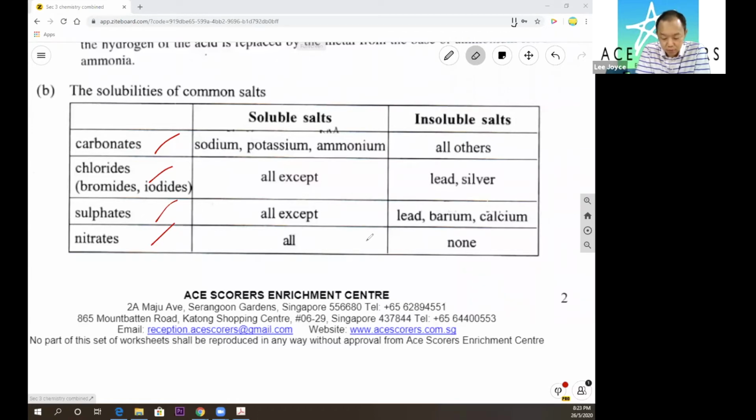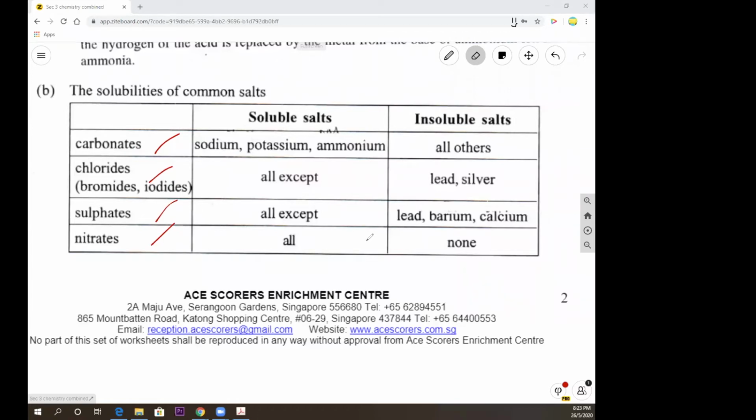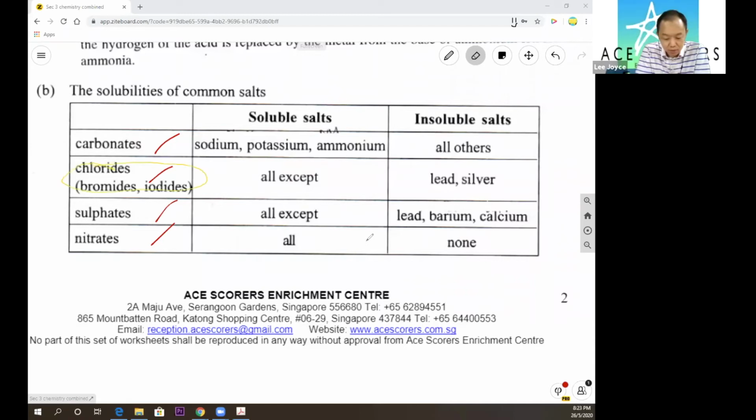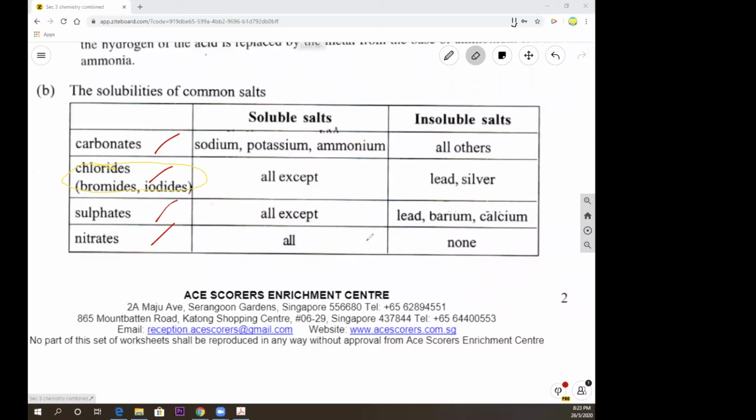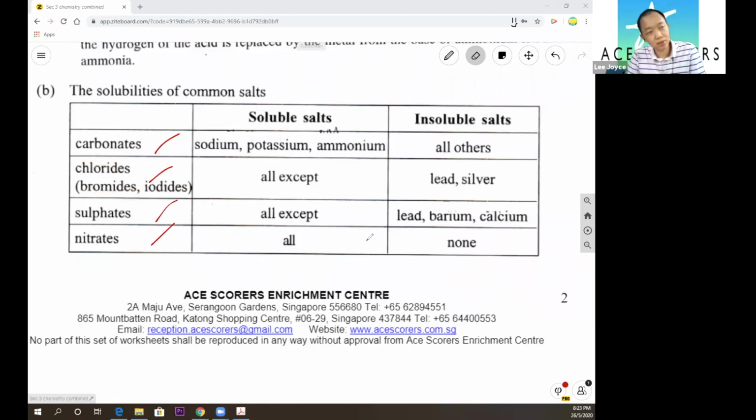Wait, Mr. Tang, what's this part? That means if you have a bromide or iodide, they are all classified under chlorides, like potassium iodide is the same as potassium chloride. Oh, the group 7: fluorine, chlorine, bromine, iodine, astatine. They fall under that category.